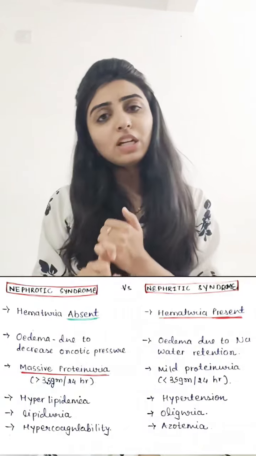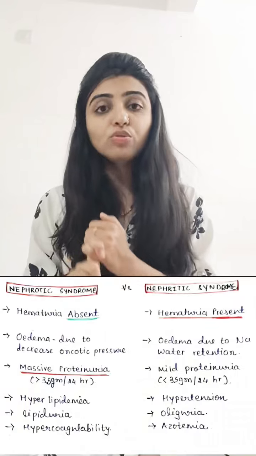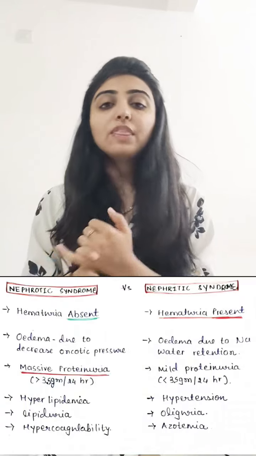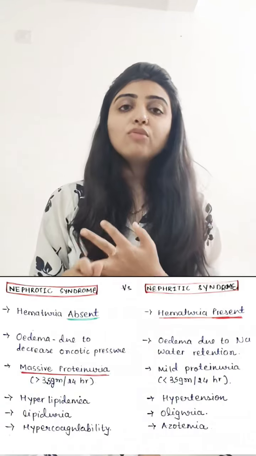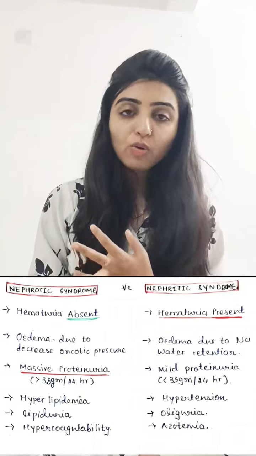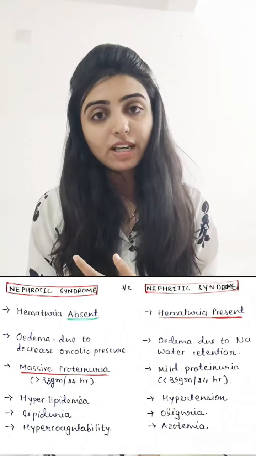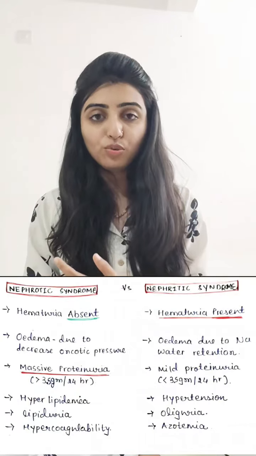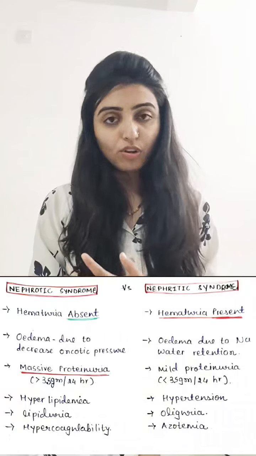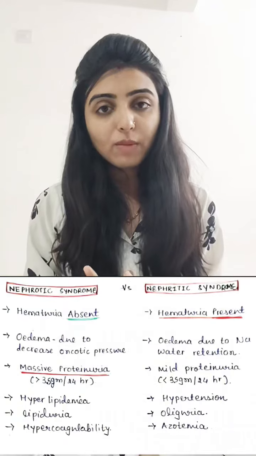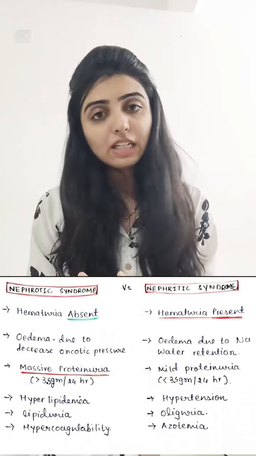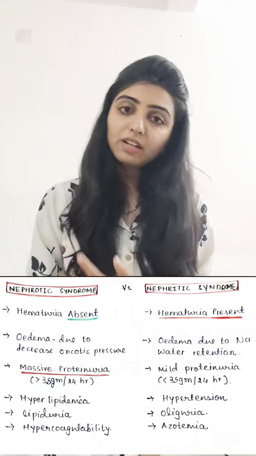Okay, now there is edema too, but it occurs due to sodium and water retention. Now third is hypertension, fourth is oliguria. Oliguria means less than 500 ml of urine is excreted per 24 hours. Okay, now there is azotemia. Azotemia means there is increased blood urea nitrogen and creatinine.